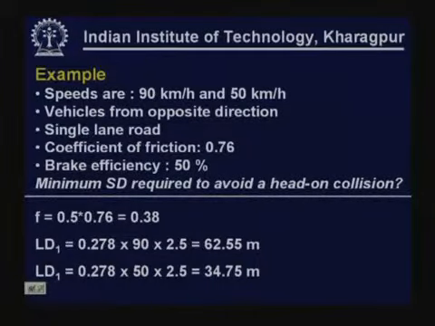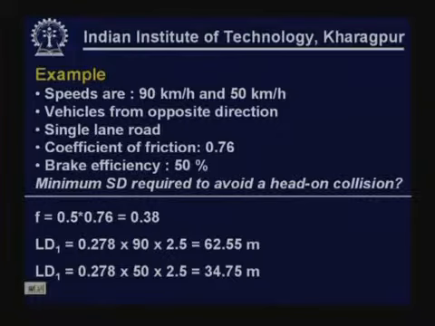Let us take an example. Let us consider two vehicles which are approaching each other. One is travelling at 90 km per hour speed, the other is travelling at 50 km per hour speed, and it is a single lane road. That means it is a narrow road. The coefficient of friction is 0.75, but brake efficiency is only 50%. Now, what will be the minimum sight distance required to avoid a head on collision?